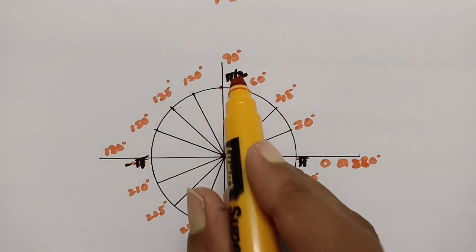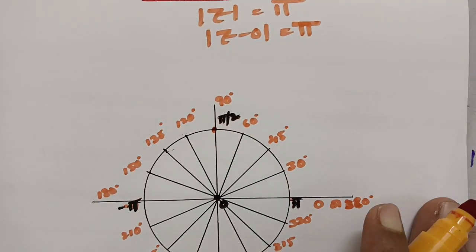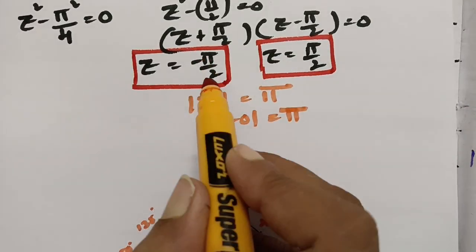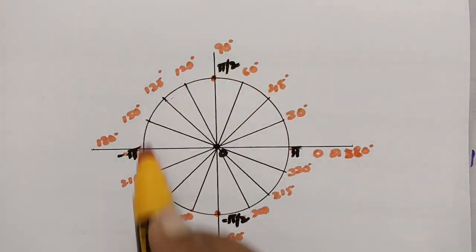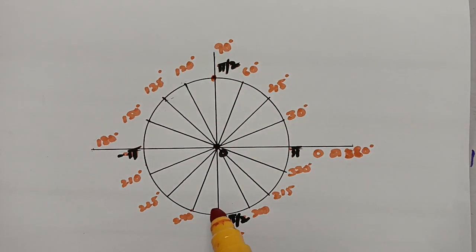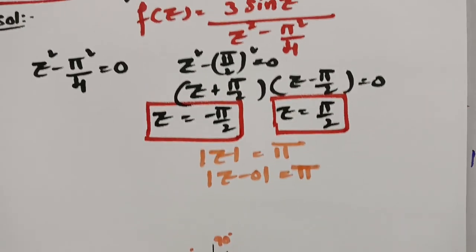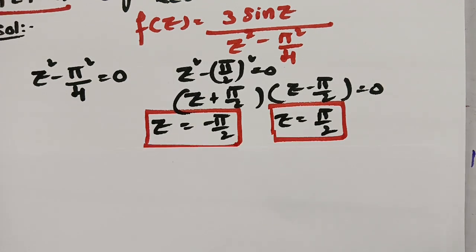If you observe this, π/2 and −π/2 are within the circle. Here π/2 is 90 degrees and −90 degrees, and for a circle of radius 180 degrees with center 0, 90 degrees and −90 degrees lie inside the circle. So we have to find the residues for the corresponding poles −π/2 and +π/2.